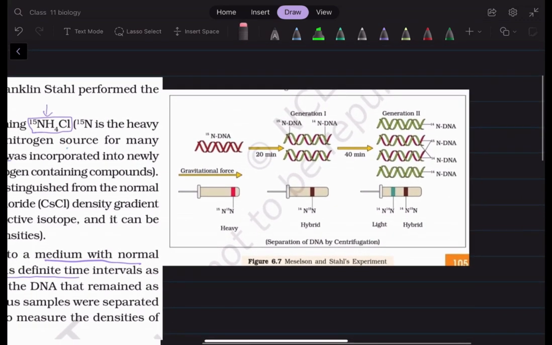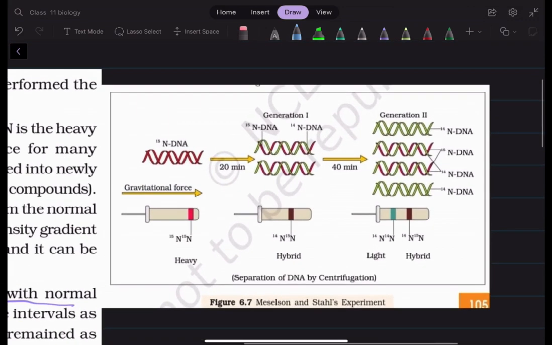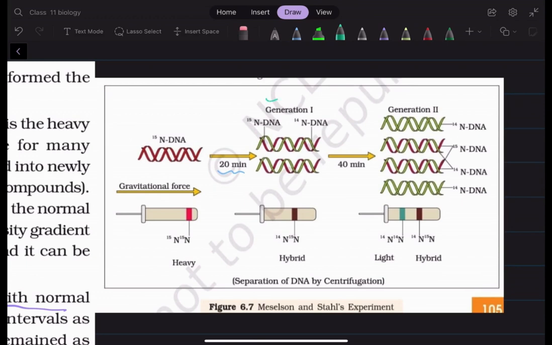Keeping this in mind, the E. coli divides every 20 minutes. So they took the first generation after the 20 minutes of time interval, and they found out that on the density gradient, a hybrid band of DNA was obtained. This indicates that it was a mixture of both heavy and light nitrogen. It was in equal amount, that's why they formed a perfect hybrid.